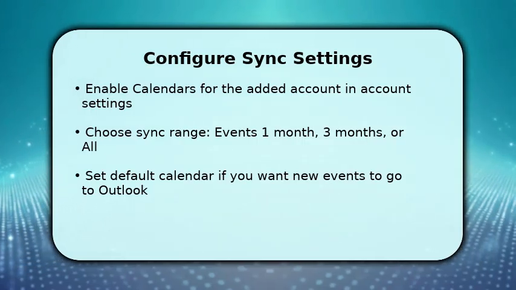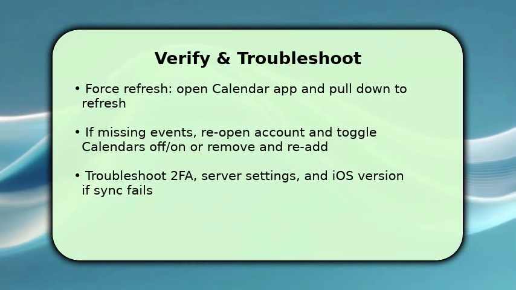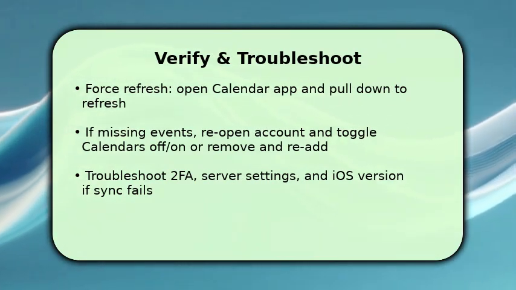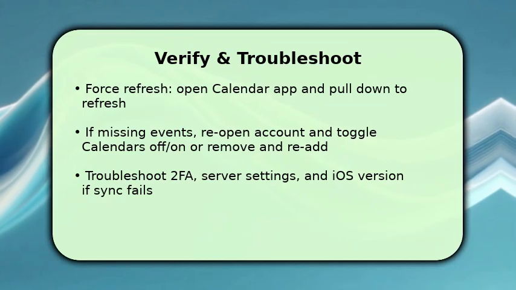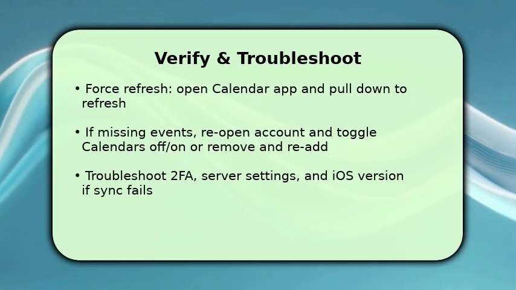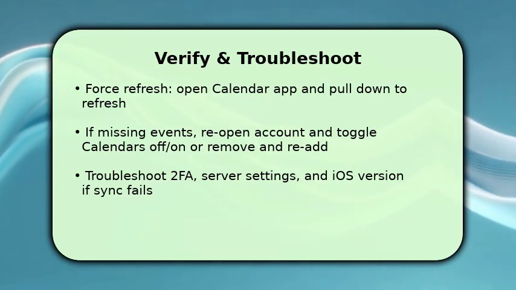Finish by verifying the sync. Open the iPhone calendar and pull down to refresh. You should see your Outlook events. If some items are missing, return to Settings, toggle Calendars off and back on for that account, or remove and re-add the account to reset permissions.